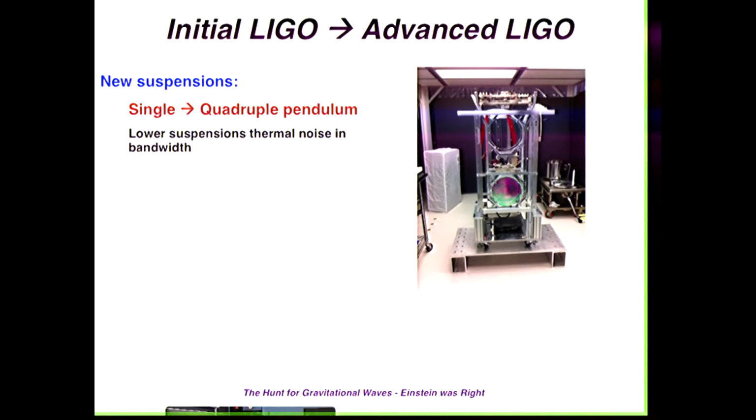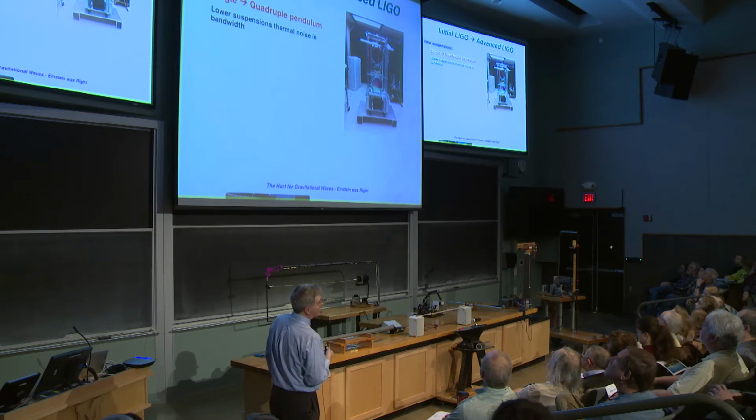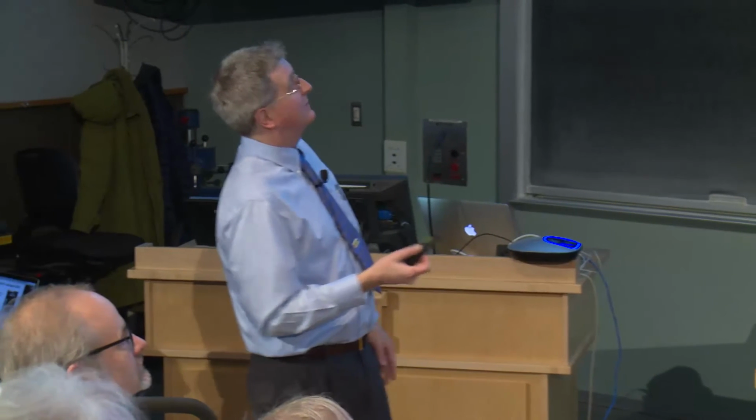We also have a more elaborate isolation system from the ground. I talked about the single pendulum system that initial LIGO had. Now we have a quadruple pendulum system. This shows you one of the mirrors before it moved into the interferometer, showing you one pendulum hanging from another pendulum, and there are two other small stages of pendulum that you can't see very well at the top here. So we have 4 pendula that give us even more isolation from the ground.